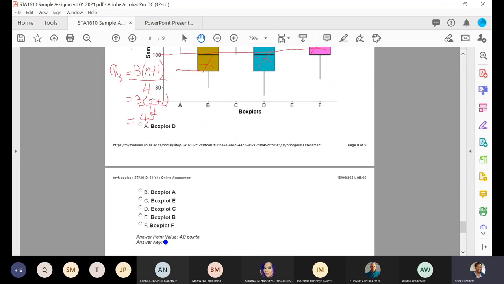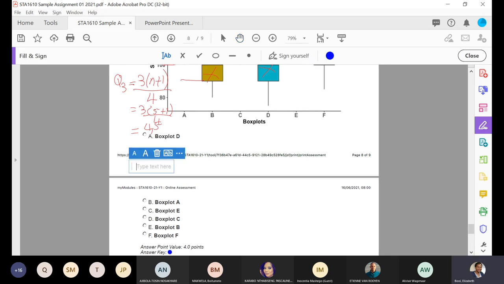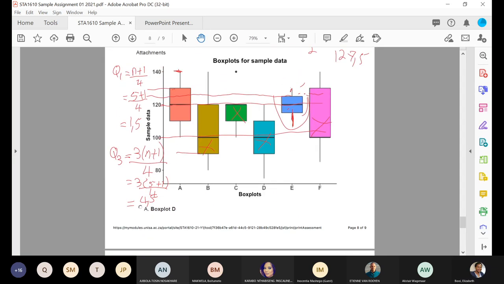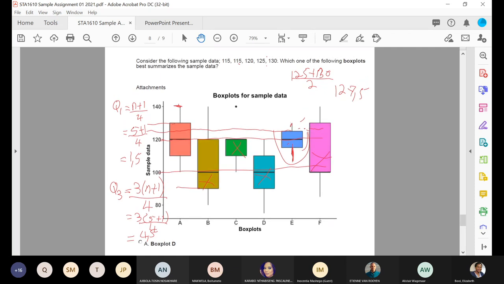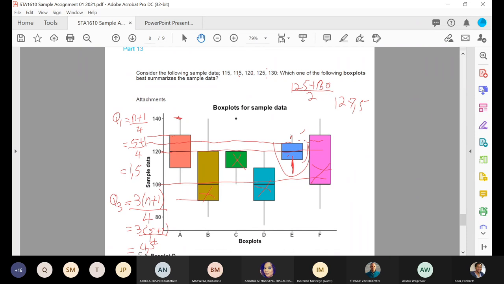So let's see what your answer is for this one. C is the correct one. Huh, how did they get to C? Let's see. How did they get to C? Let's just agree they are wrong.